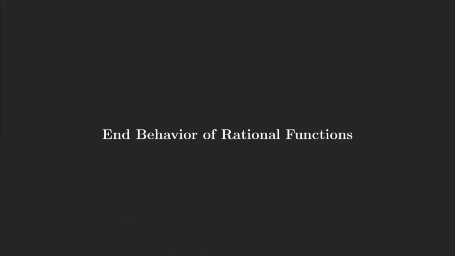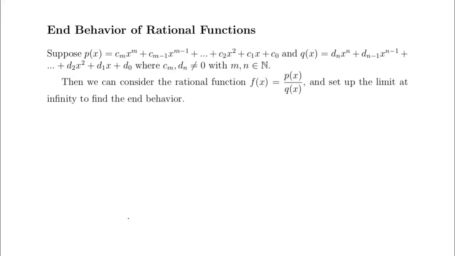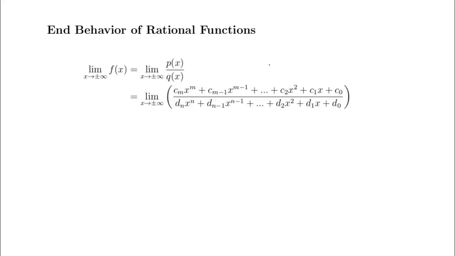Okay, so if we know how polynomials work, let's think about rational functions. Rational functions are just polynomials divided by polynomials, right? So we'll say p of x and q of x are both polynomials. You'll notice I've got different letters for the degree on each and different letters for the coefficients on each because they might be different, right? And what we're going to do is set up a limit to find the end behavior. Now this is going to go really nicely because we know that the numerator function and the denominator function are both polynomials. So we set up our limit.